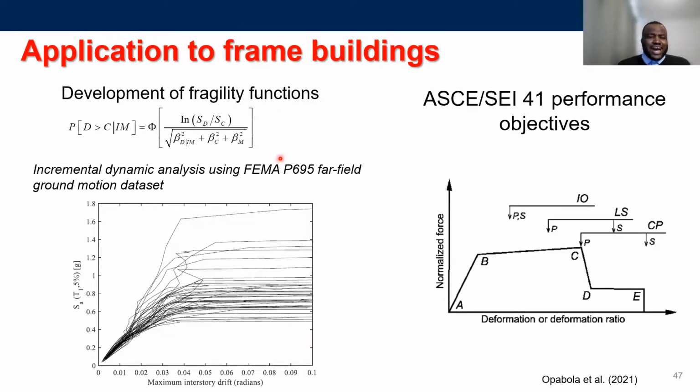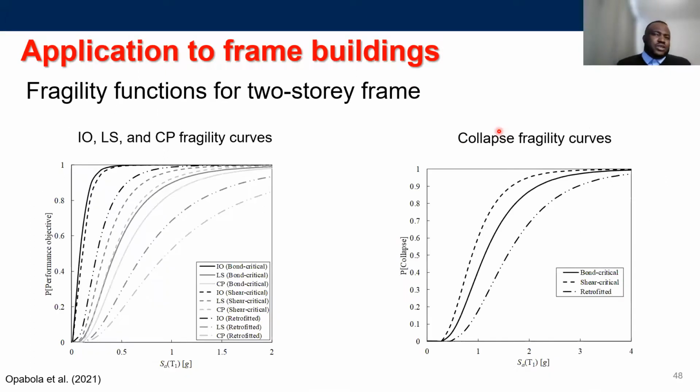We used IDA analysis using 44 ground motions to simulate and develop fragility functions for this component. And rather than adopt typical damage states, we are using 3 damage states, which are immediate occupancy, life safety, and collapse prevention, coming from the ASCE 41 performance objectives. And of course, based on that, we developed those fragility functions for the buildings.